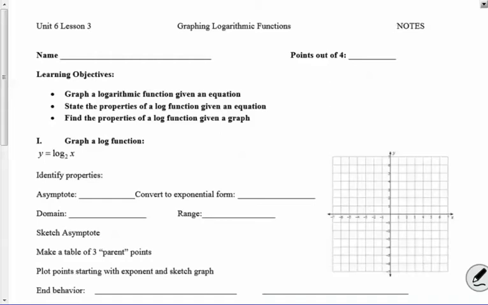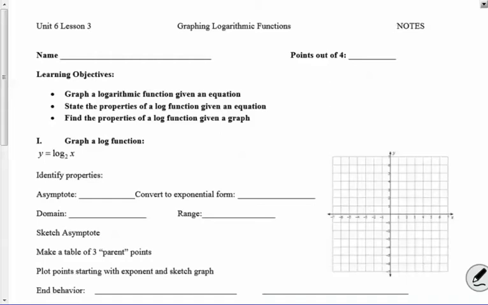All right, so we're graphing log functions. We're finding properties of log functions and analyzing graphs. Okay, so first we're going to graph a log function. The big thing with graphing a log function is finding where the asymptote is.